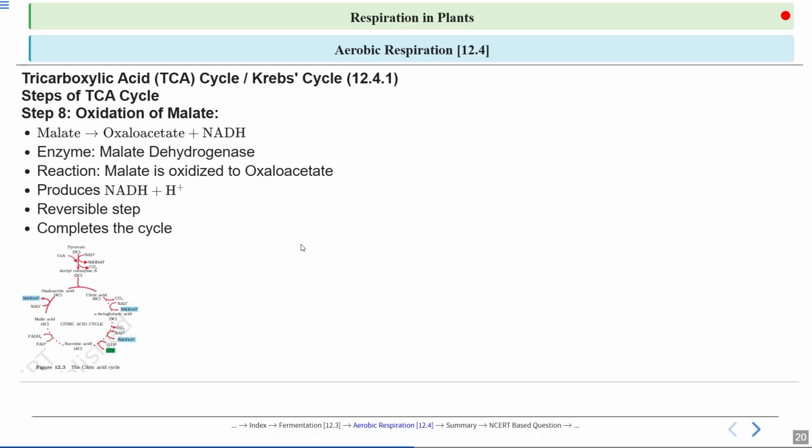So we can see that here malic acid is converted to oxaloacetic acid catalyzed by the enzyme malate dehydrogenase. And in this process, NADH plus H plus is produced. And then again this oxaloacetic acid is now available for condensation with acetyl coenzyme A and a water molecule to form citric acid. So this will again begin the citric acid cycle.